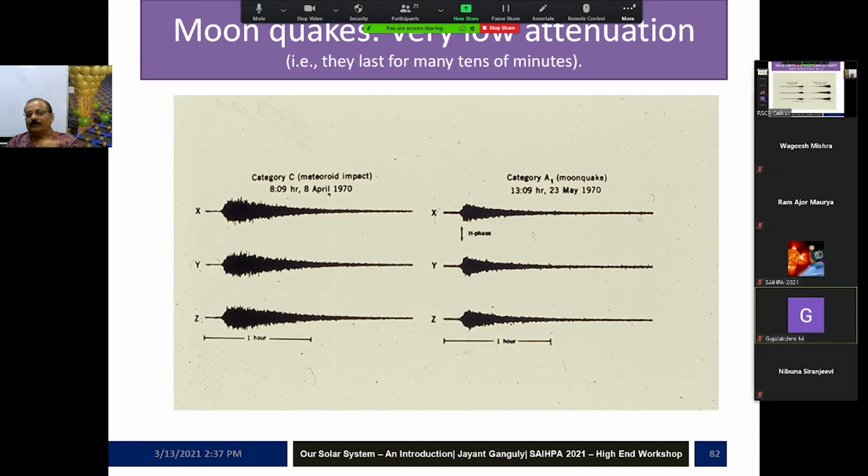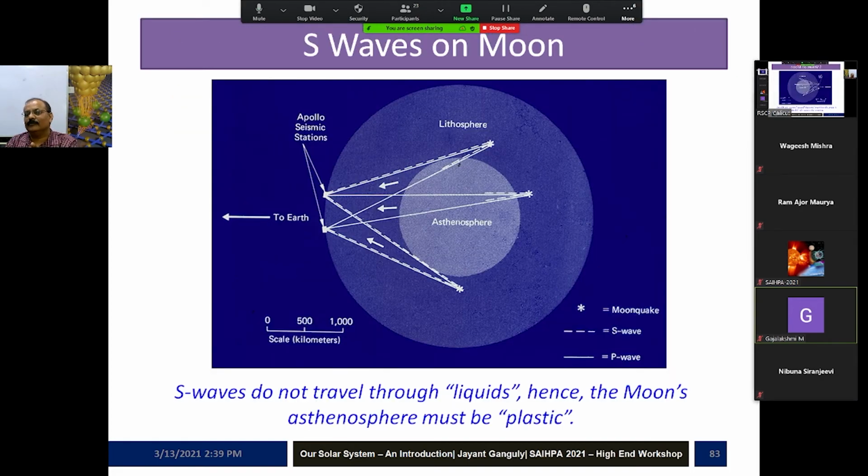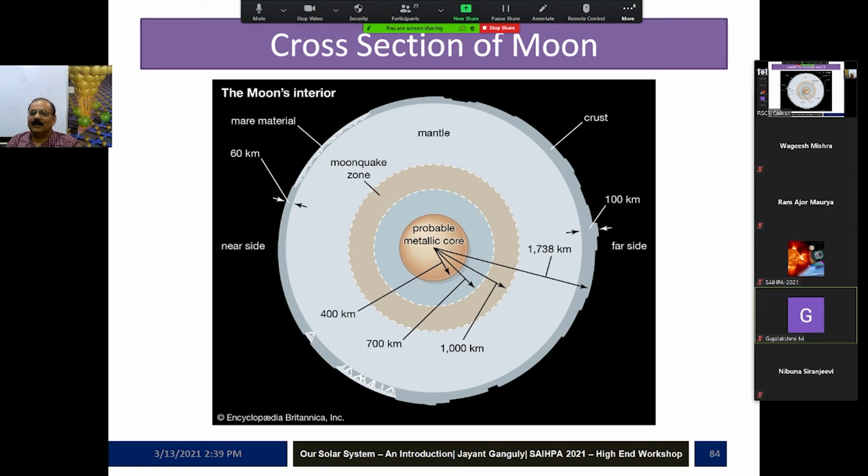So these are some of the recorded quakes which have been found out, though very negligible. The Moon is geologically practically dead, but very feeble quakes are recorded, and it has a very inactive geology, so there are not many geological features. This is the structure which is ultimately found through the cross section of the Moon.